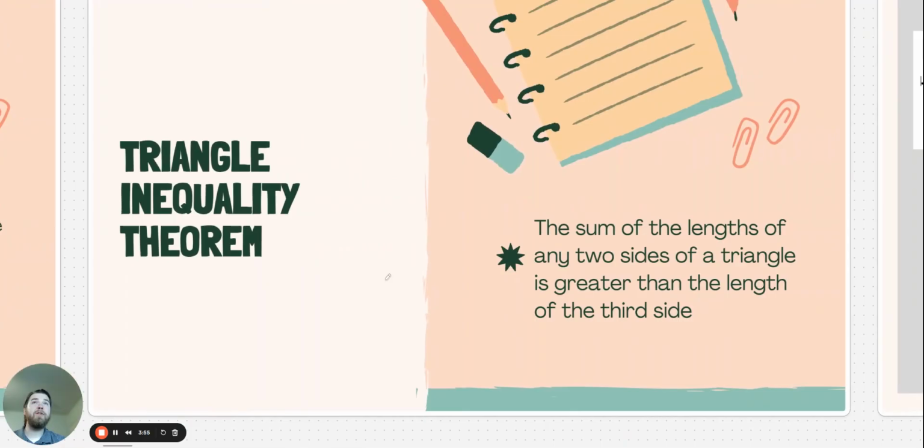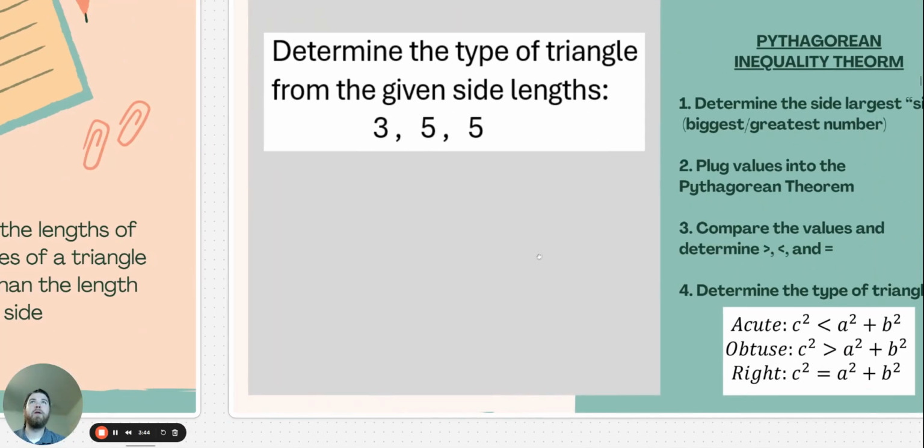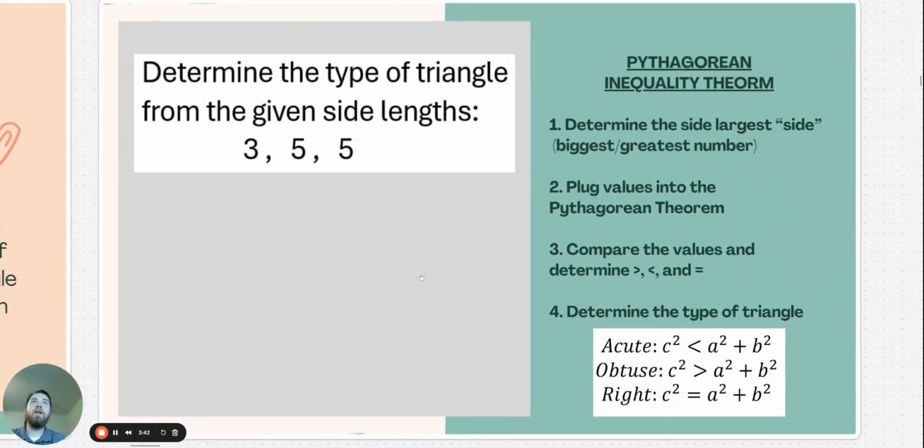The Triangle Inequality Theorem is basically just saying the sum of any two sides of a triangle has to be greater than the length of the third. And so that's going to be that second part, where we can see if we have a triangle from our information. All right. So, Pythagorean Inequality Theorem.